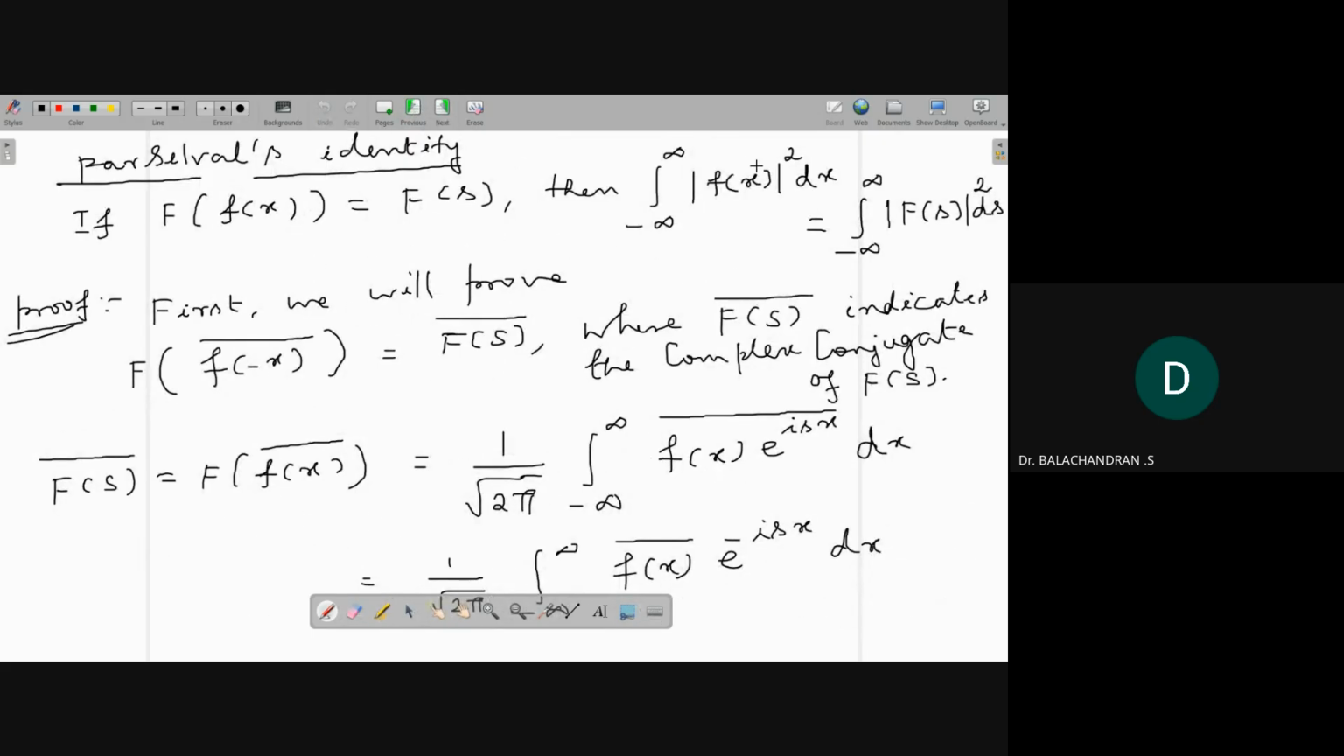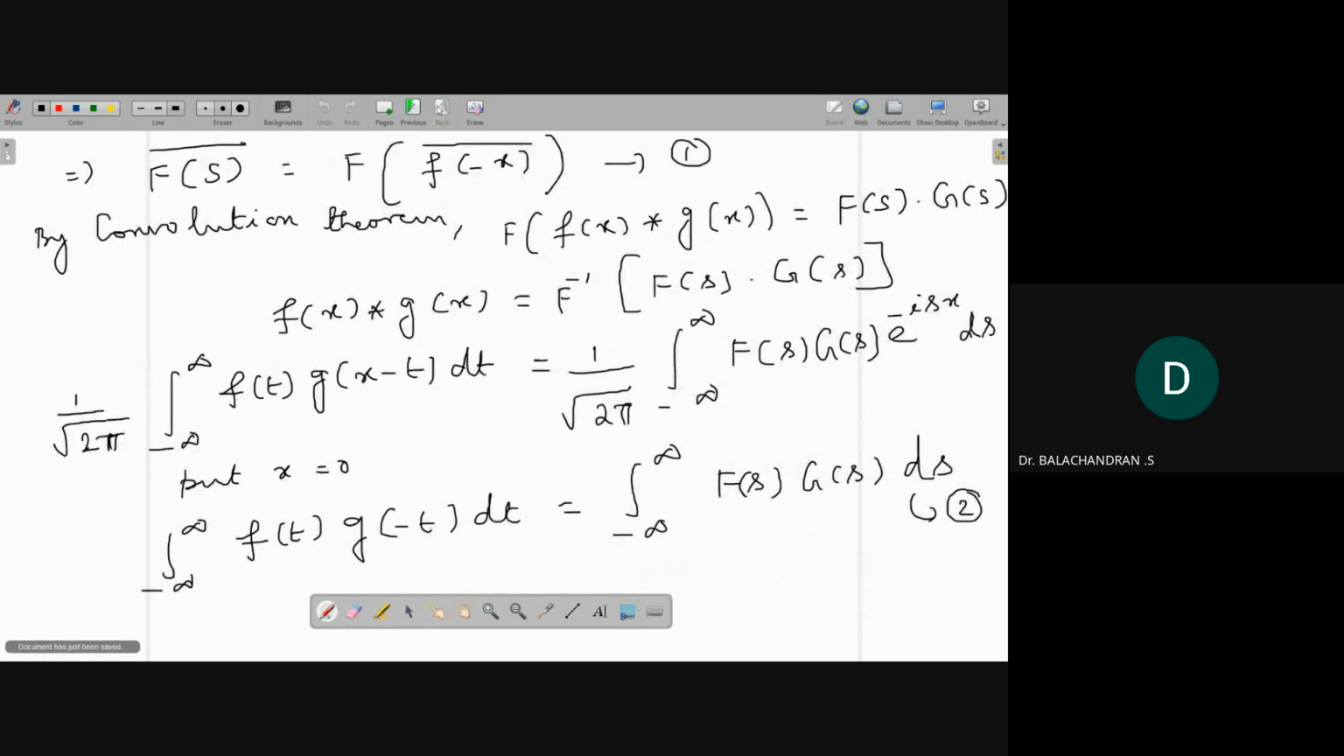We need to prove that the integral from minus infinity to plus infinity of modulus of f of x whole square dx is equal to the integral from minus infinity to plus infinity of modulus of f of s whole square ds. Modulus of z square, you know, is z into z bar. Similarly, modulus of f of x whole square means f of x into f of x whole bar. Similarly, modulus of f of s whole square means f of s into f of s whole bar.